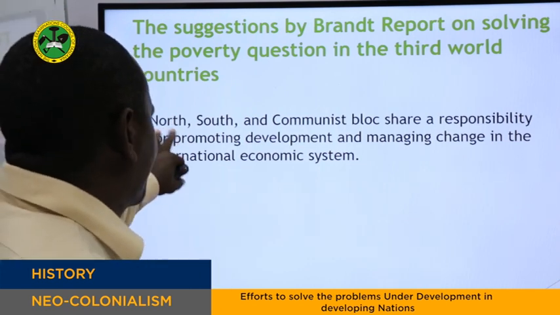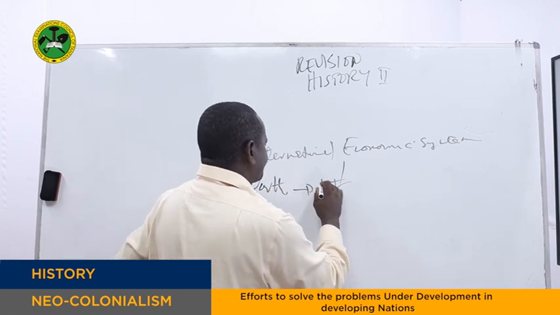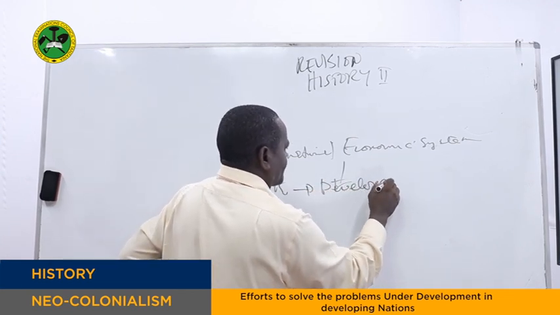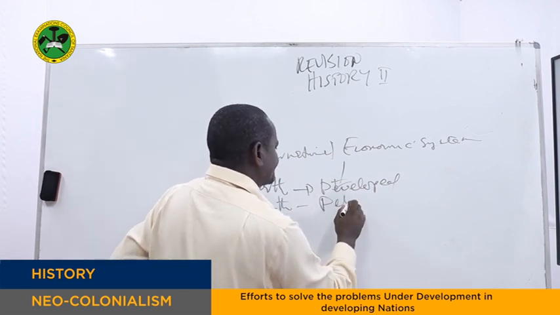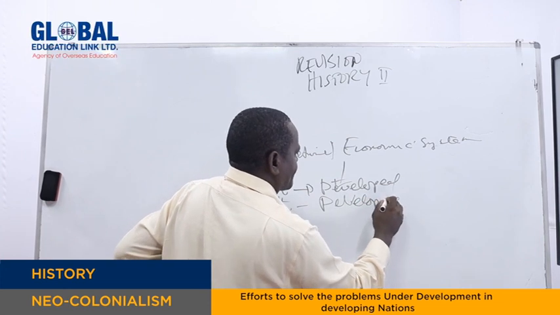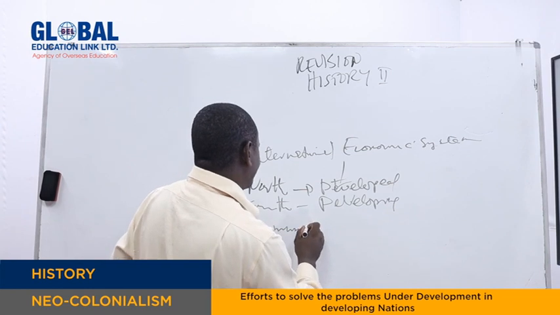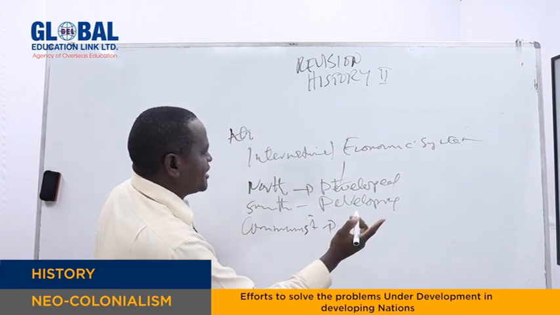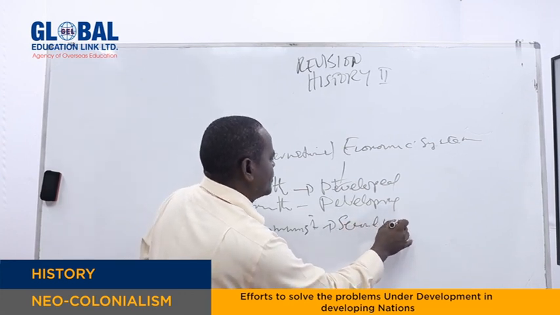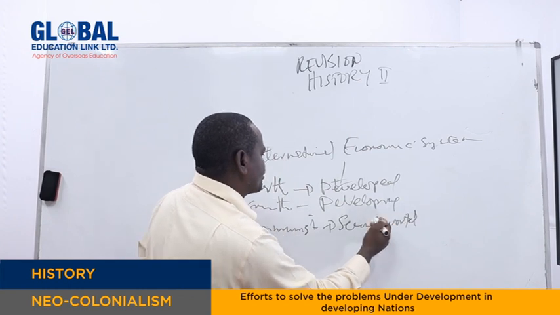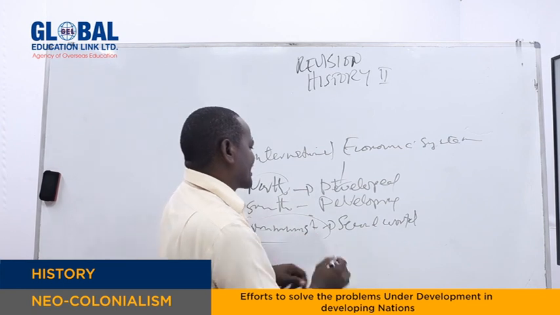The northern countries here are referring to developed countries. By northern countries, north means developed countries. And the south means developing countries. And the communist bloc, of course you know the communist countries, here we are referring to the second world countries. That means they don't fall under the category of third world. They don't fall under the category of first world. They fall under the category of second world.